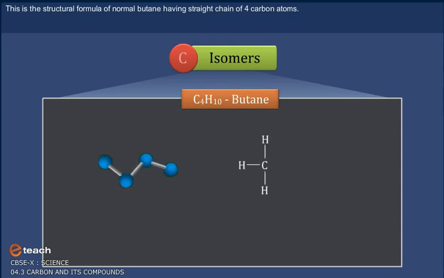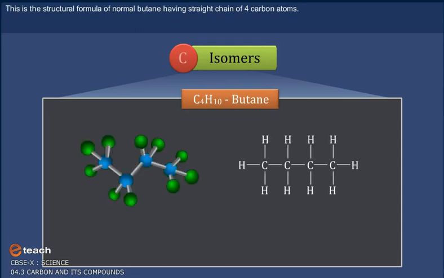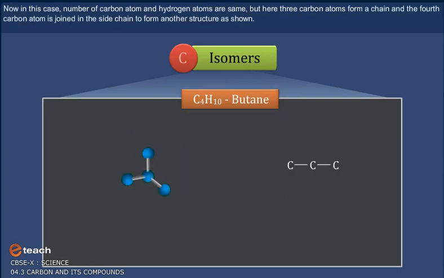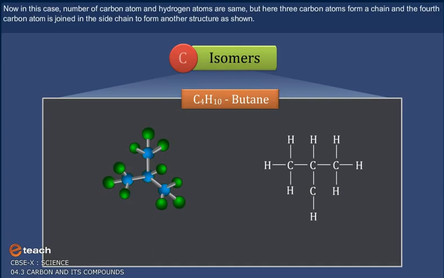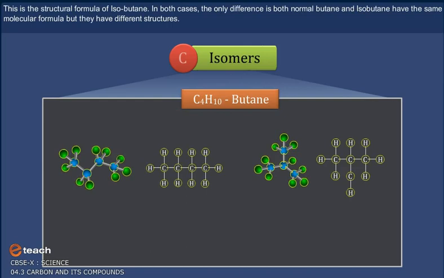Consider an organic compound C4H10 having 4 carbon atoms and 10 hydrogen atoms called butane. This is the structural formula of normal butane having a straight chain of 4 carbon atoms. Now in this case, the number of carbon atoms and hydrogen atoms are the same. But here, 3 carbon atoms form a chain and the 4th carbon atom is joined in the side chain to form another structure as shown. This is the structural formula of isobutane.